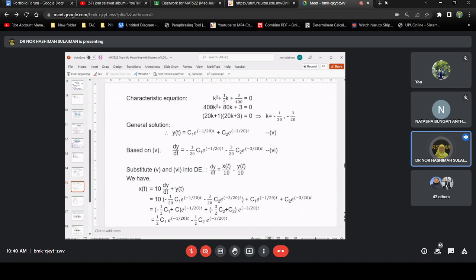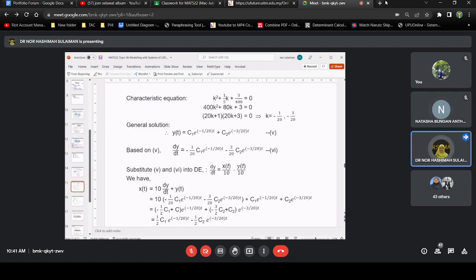Agak-agak boleh faktorkan ataupun tak. Okay, you guna calculator pun, calculator boleh tolong you untuk faktorkan. Okay. Tapi kena tulis lah manually macam ni, okay. So you have 20K plus 1 multiplied by 20K plus 3 equals to 0. Solving for K, for each of the factor ni, you end up getting K equals to negative 1/20 or negative 3/20. So the corresponding general solution takes the form of y of t equals to C1 e to the power of negative 1 over 20t. Okay, remember the equation is in terms of t, right?